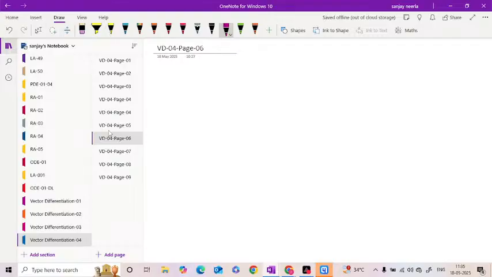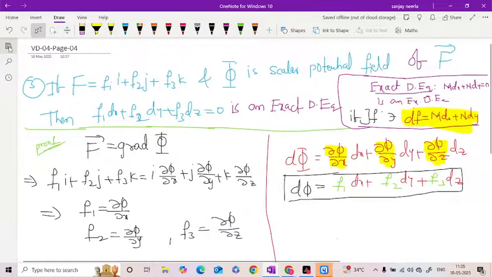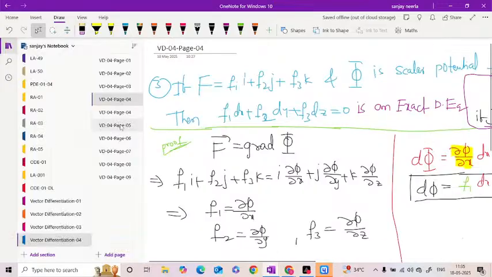So according to the previous statement number 3, what is statement number 3? Property number 3: f is the vector and pi is the scalar potential field of f. Then f1 dx plus f2 dy plus f3 dz is an exact differential, and the whole differential we can write like this. Am I clear? So I am using this third statement.